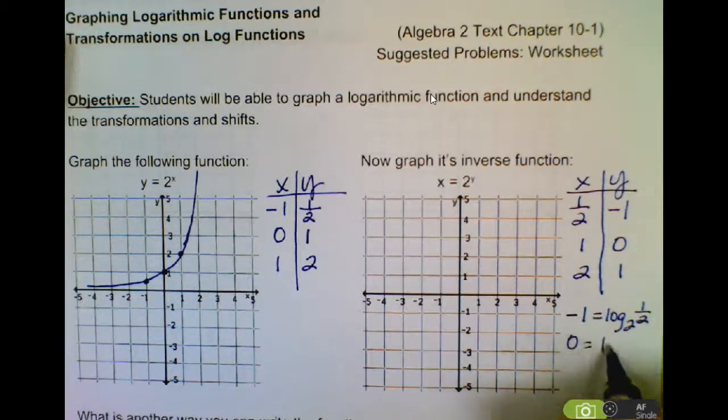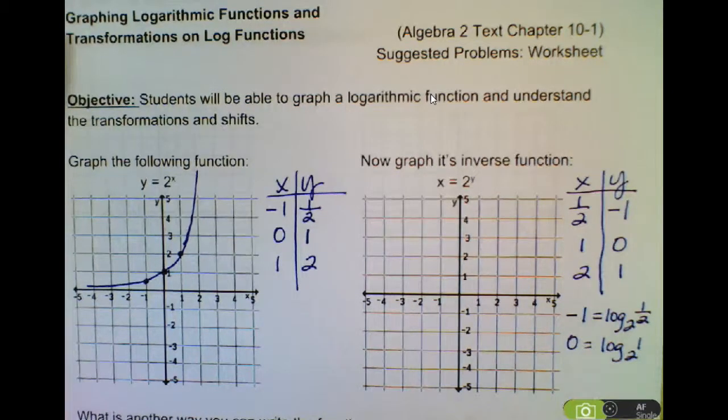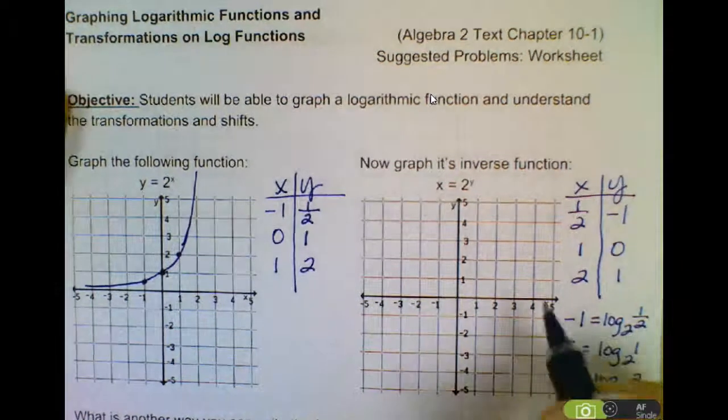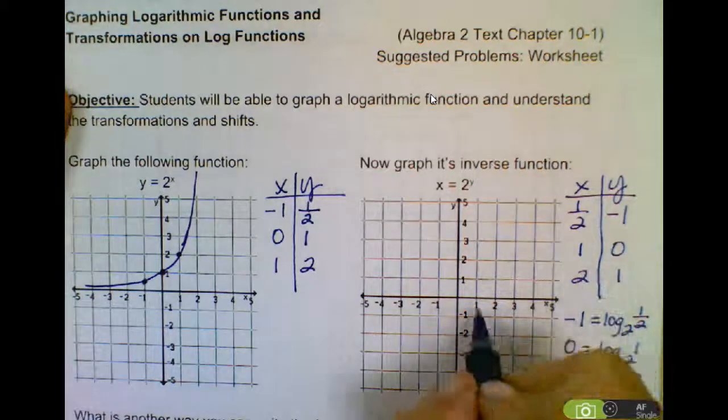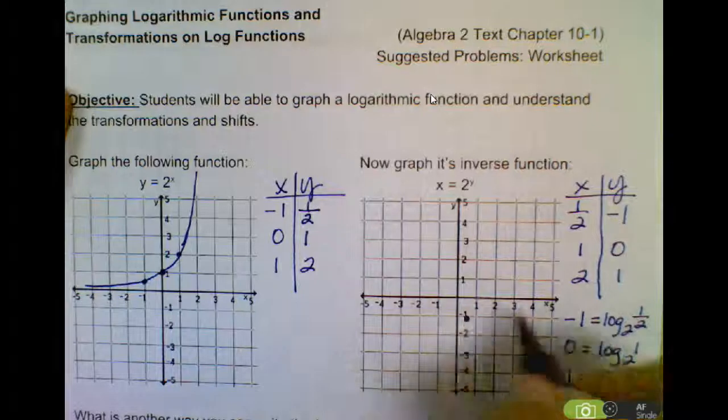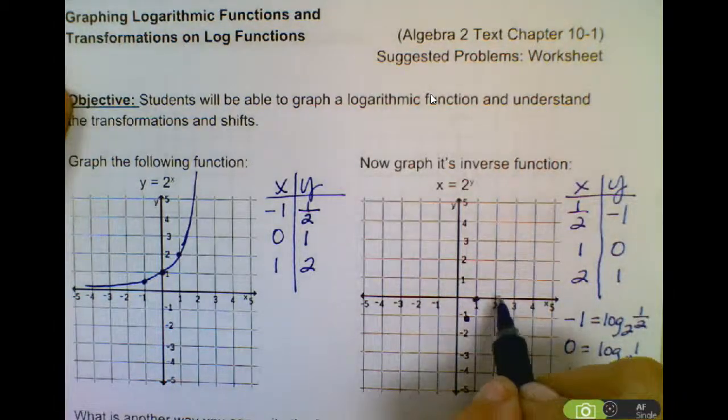0 equals log 2 of 1. Anything to the 0 power gives us 1. Remember that circular pattern we talked about. And then 1 equals log 2 of 2. 2 to the first power gives us 2. So that does make sense. We just switched our x and y coordinates. So in graphing that, we would have 1/2 and -1, 1, 0, and 2, 1.